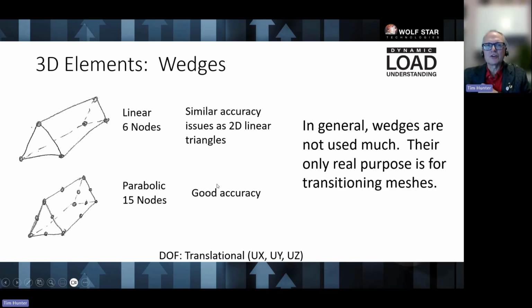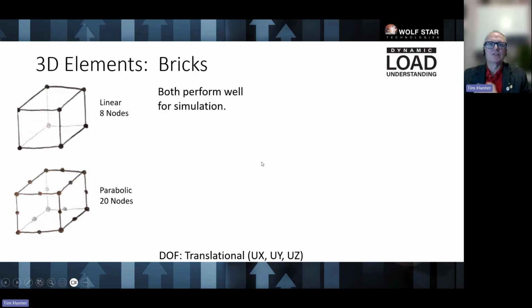There are these wedge elements. These have similar issues to 2D linear triangles. The parabolic one is good. It has good translational stress understanding. In general, wedges aren't used much. They're mainly used for transitioning meshes. And then there are brick elements.